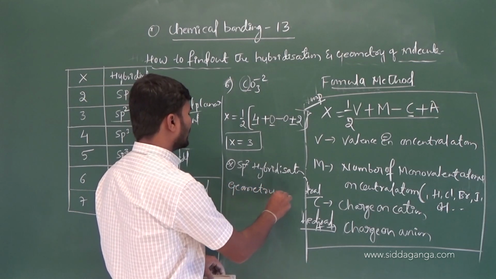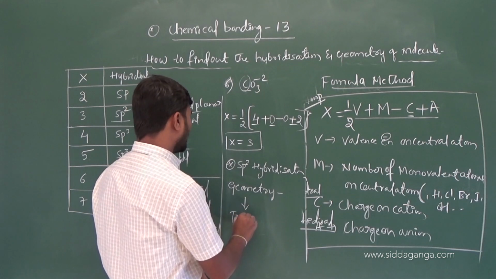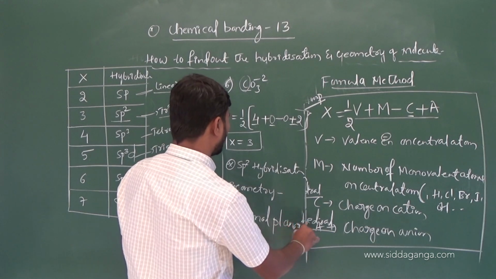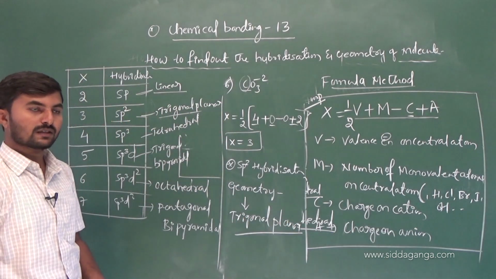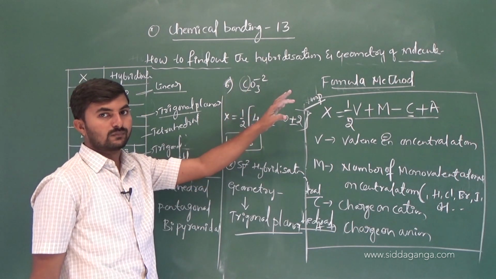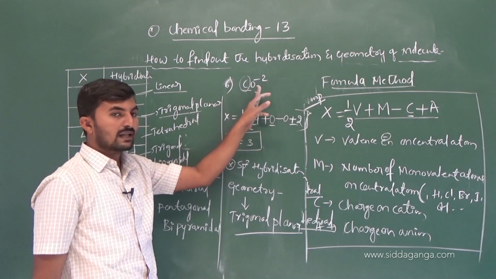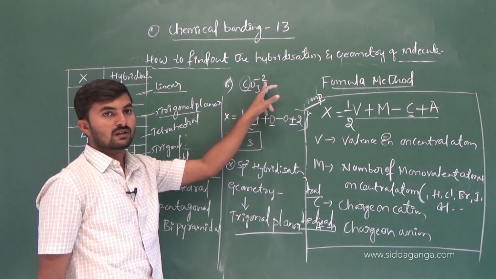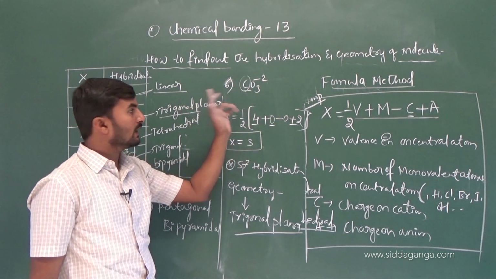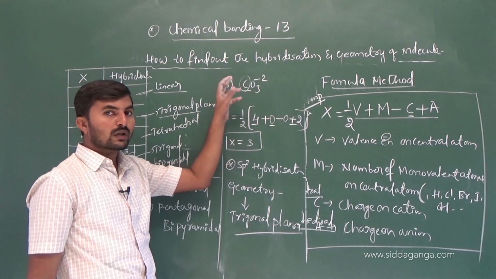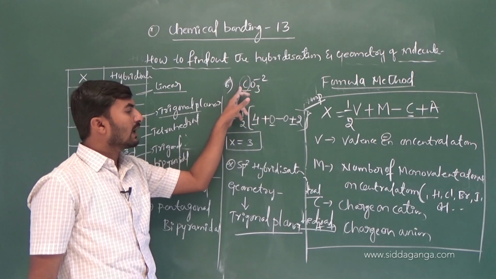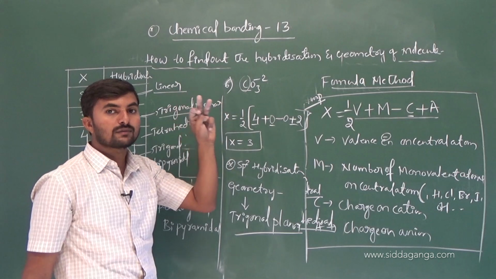Then what about its geometry? Again it is trigonal planar geometry. Is it clear? Here, in case of an ionic species, if it is an anion, we have to add the charges. If it is a cation, we have to subtract the number of charges. That's it. Okay. Then, more importantly, you can observe here whether the atoms attached to a central atom are monovalent or divalent.